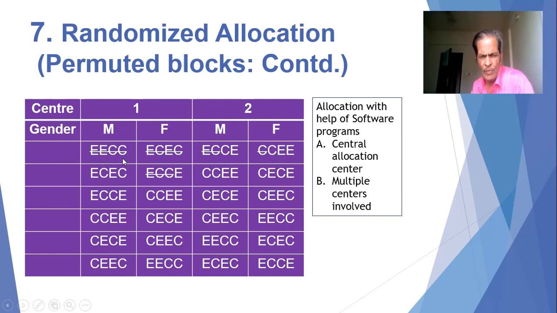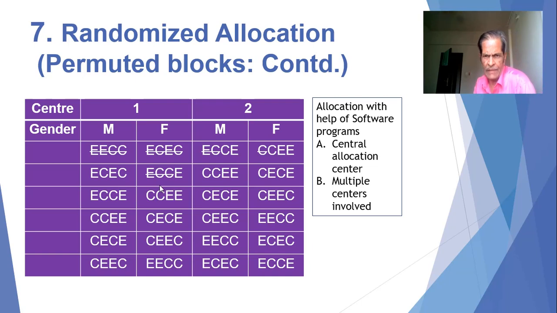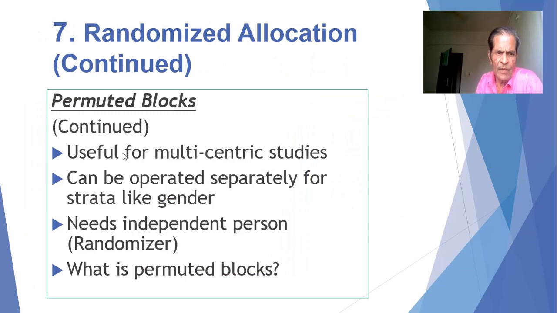So permutations and combinations are calculated, and that many envelopes are prepared, with small sheets of paper written on them accordingly. Suppose it is the first center and a male patient comes over here. So the person at the peripheral center contacts the person whom we call the randomizer.